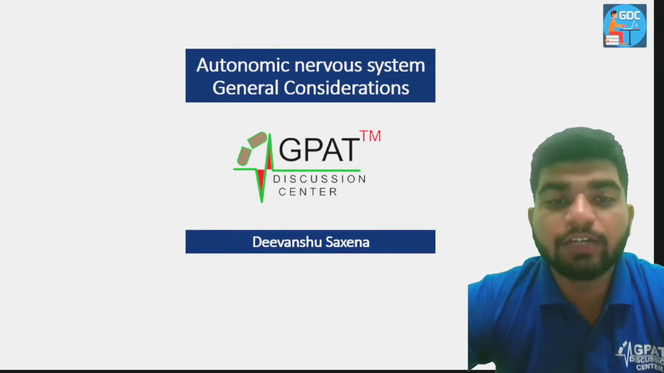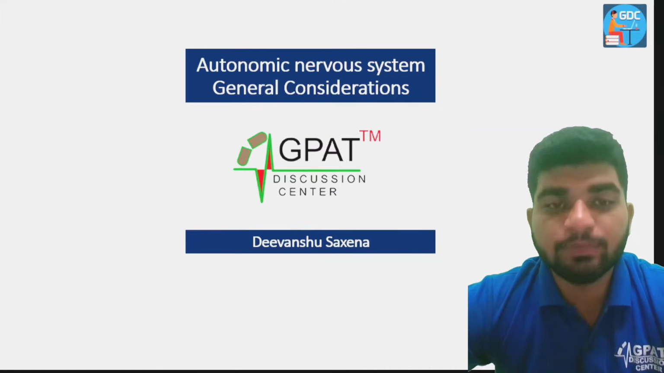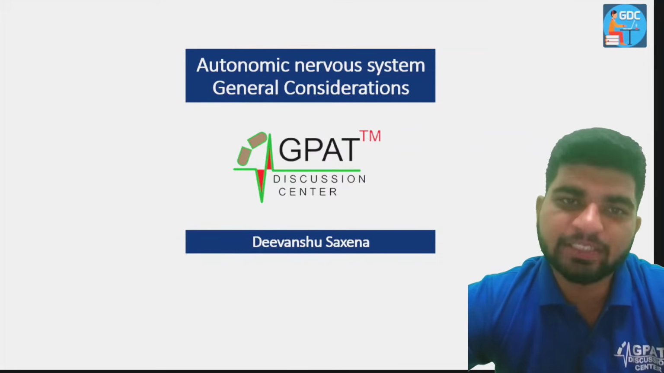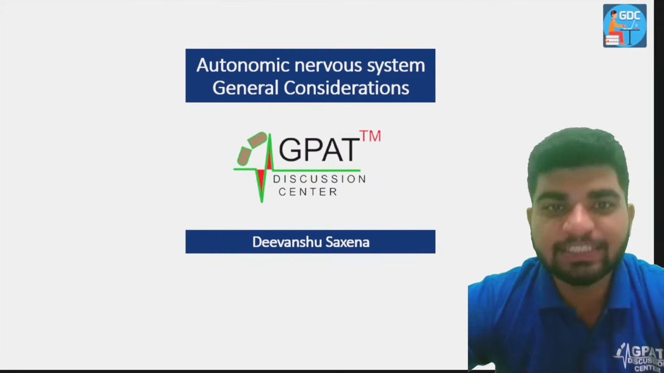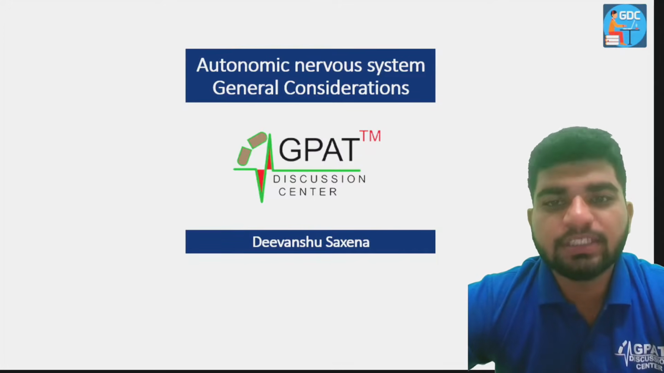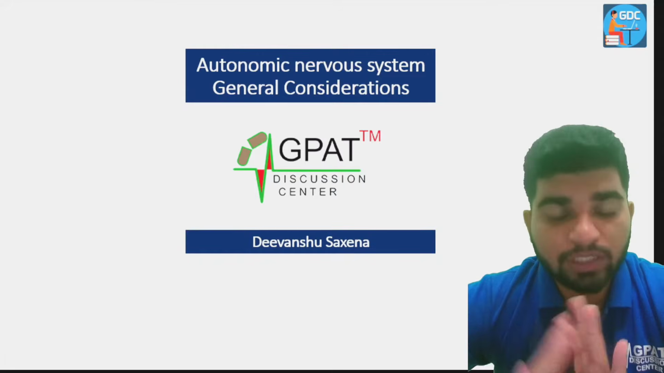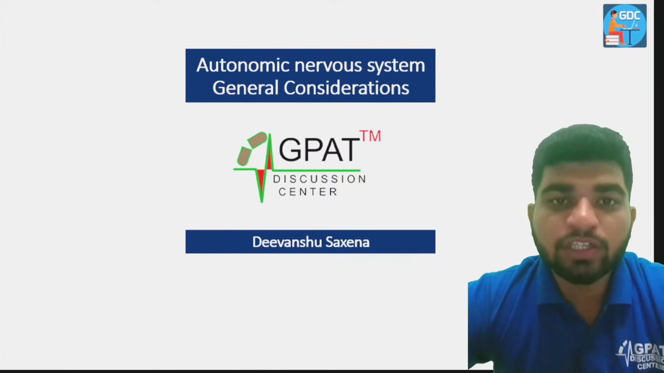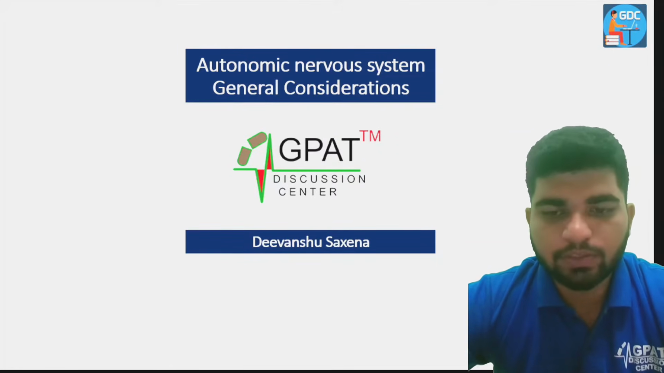In this video, we're going to start our new series. From this series, we're going to start the autonomic nervous system, general considerations part, and other parts, that is parasympathomimetics, parasympatholytics, sympathomimetics, sympatholytics. These topics will be discussed in further classes. In this video, we're going to learn what an autonomic system is and the parts of it. The general considerations, the basic concepts will be discussed here. So let's start.